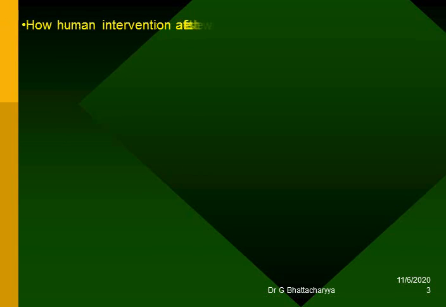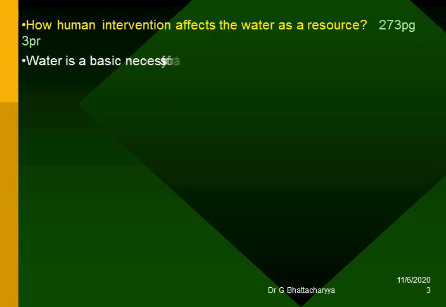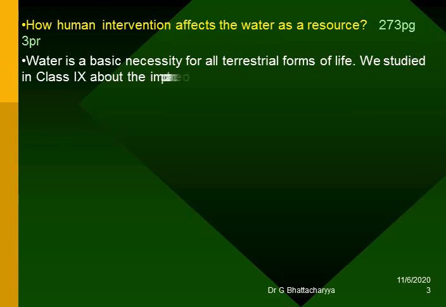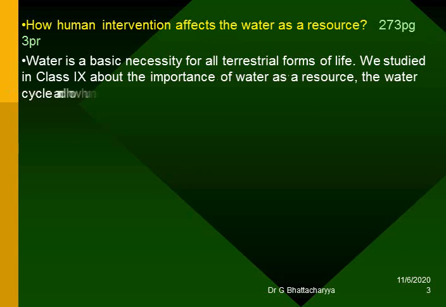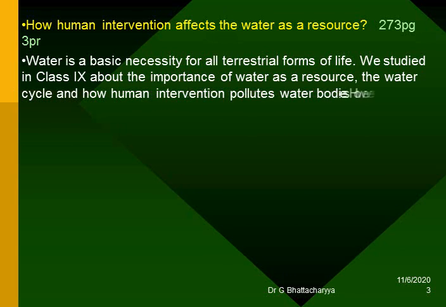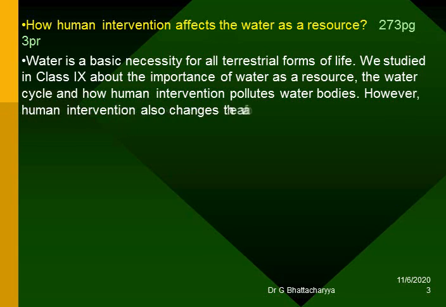How does human intervention affect water as a resource? Water is a basic necessity for all terrestrial forms of life. We studied in class 9 about the importance of water as a resource, the water cycle, and how human intervention pollutes water bodies. However, human intervention also changes the availability of water in various regions.